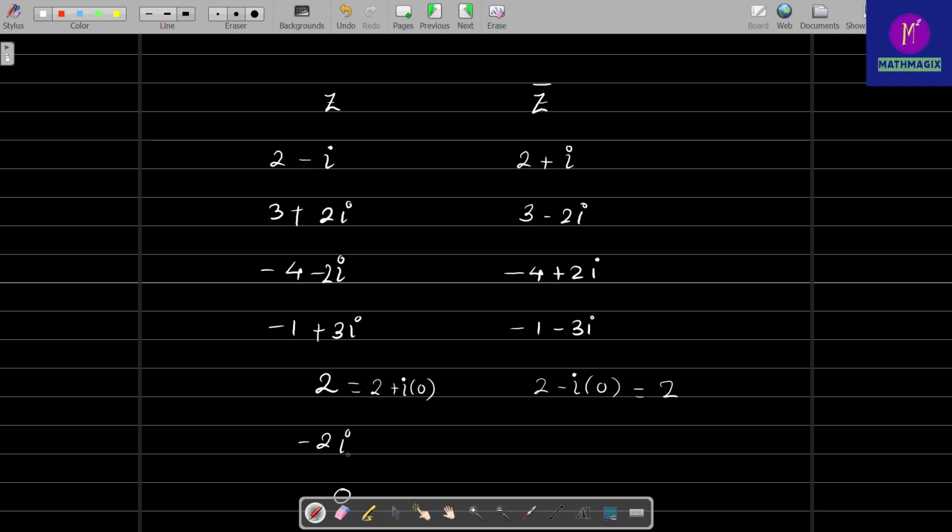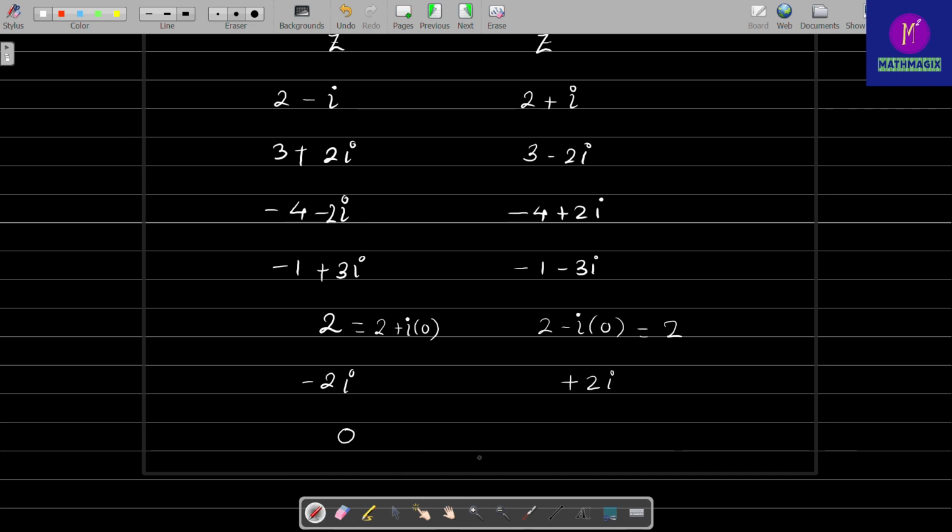Now for minus 2i, the conjugate of minus 2i will be plus 2i. Just change the sign of the imaginary part. Here the real part is 0, but it doesn't matter because we just need to change the sign of the imaginary part. So the conjugate of minus 2i is plus 2i. Let us see what is the conjugate of 0. The conjugate of 0 will turn out to be 0, obviously.